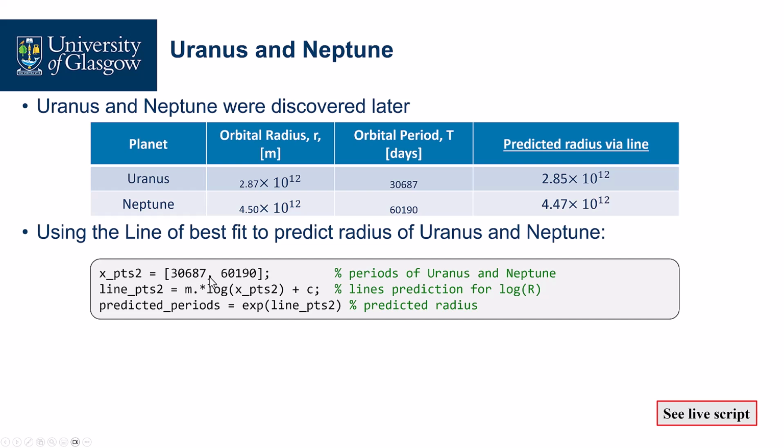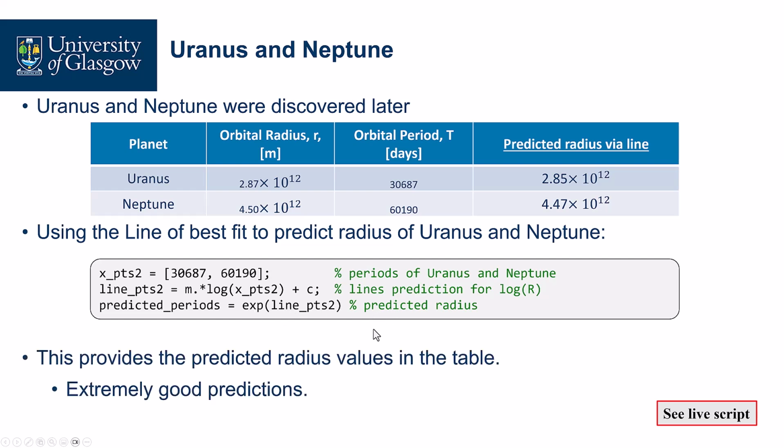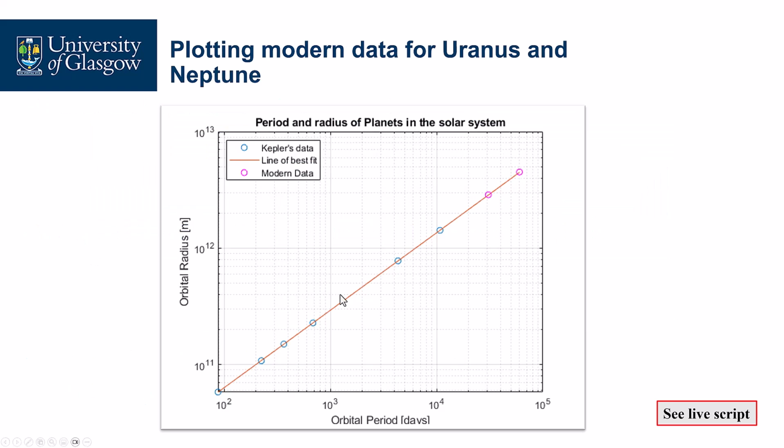So we first provide the periods of Uranus and Neptune. Then we use this formula to calculate, and already know, multiply this plus c, right? This is P1, this is P2. Then we get the line, then we put it in the exponential to plot it. So we can see we will get these two values. We can see this is a very good fit, and eventually we can plot all of them. You can see these are the 2 new points, and they fit this line quite well, right?